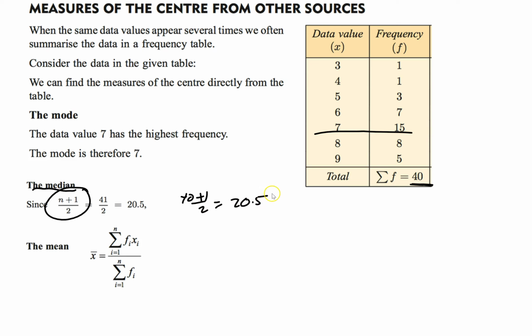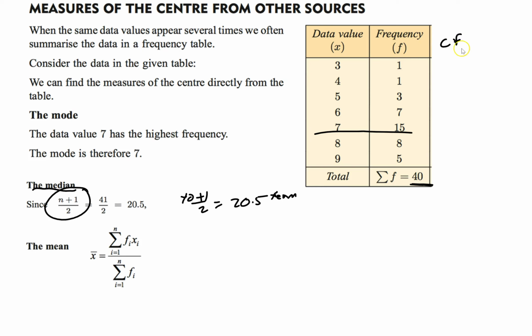Now very important, this 20.5 term. It's not the answer. My answer is not 20.5, it's not the median. The median has to be one of these numbers here. So you've got to figure out what the 20.5 term is. The easiest way to do this is a cumulative frequency chart.